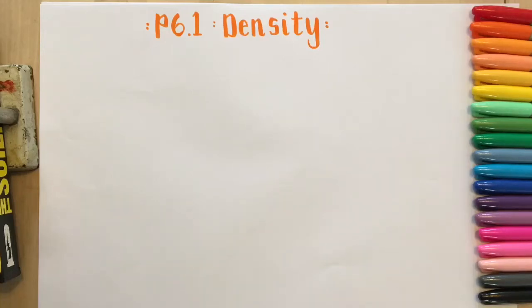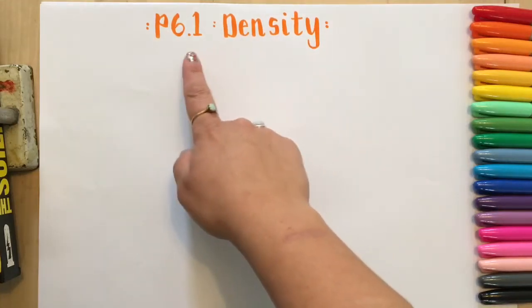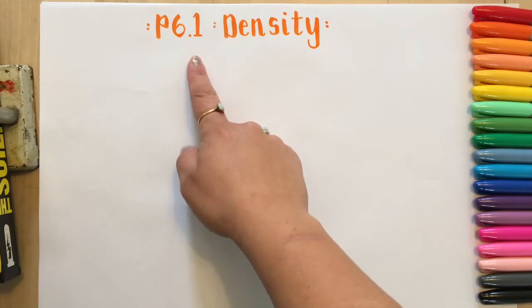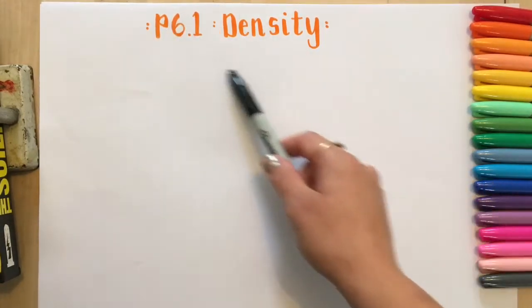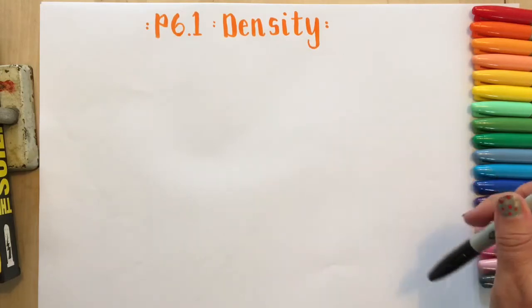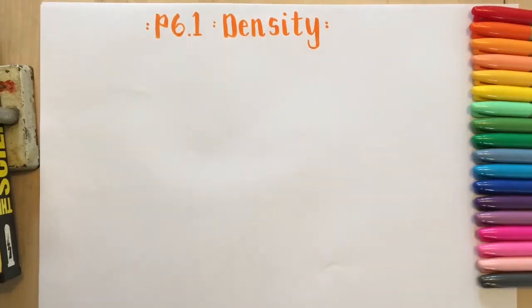Hi folks, this is a lesson on density, which is the first lesson of the P6 topic. This is about how we calculate density. There'll be a different video that's about how we measure density, because that's one of the required practicals for the AQA GCSE.